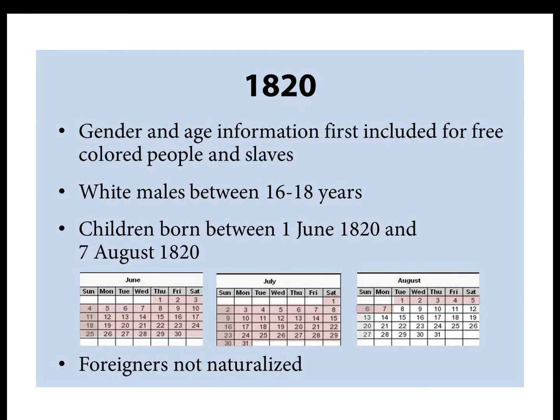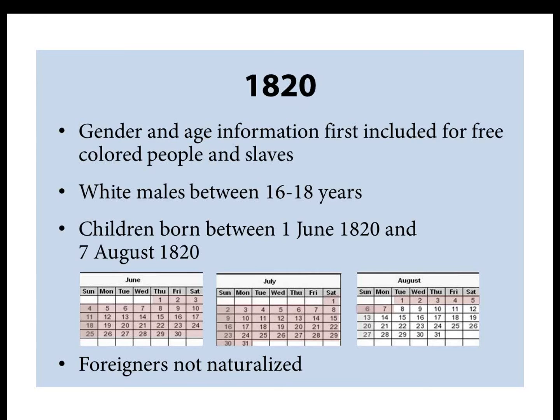Additionally, 1820 has some other little hidden gems. There's a column for white males between the ages of 16 and 18. There's also a very small but important thing to mention: the census enumeration for the 1820 census began on the 7th of August, 1820. Now, the enumeration began in 1830 on the 1st of June, 1830. So there was not a full 10 years between those census records. It was actually 9 years, 9 months, and 25 days.